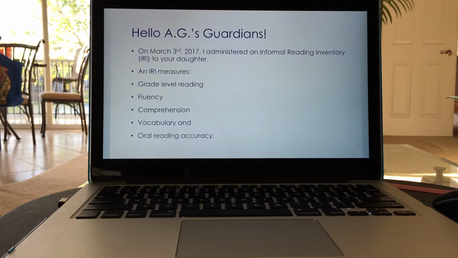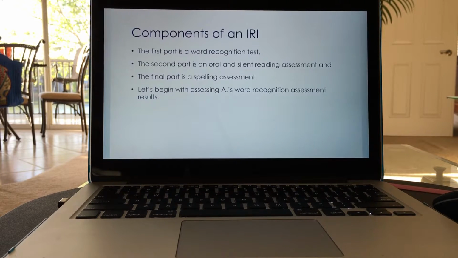Hello, AG's guardians. On March 3, 2017, I administered an informal reading inventory, also known as an IRI, to your daughter. An IRI measures grade level reading, fluency, comprehension, vocabulary, and oral reading accuracy. The main purpose of an IRI is to gain information about a student. The information gained from the informal assessment assists in gaining insight into a student's reading skills.